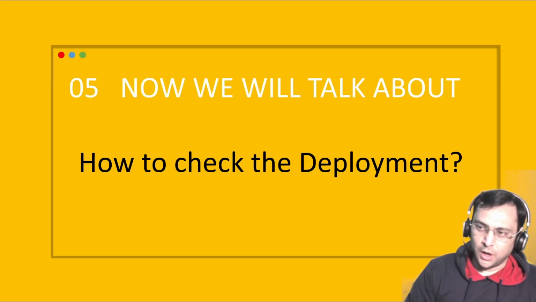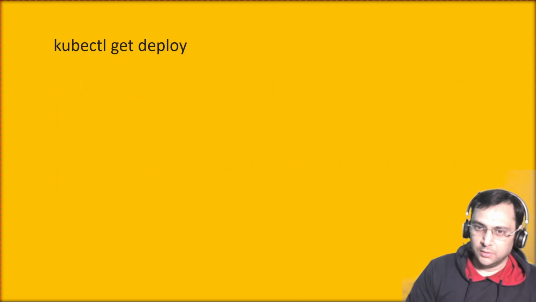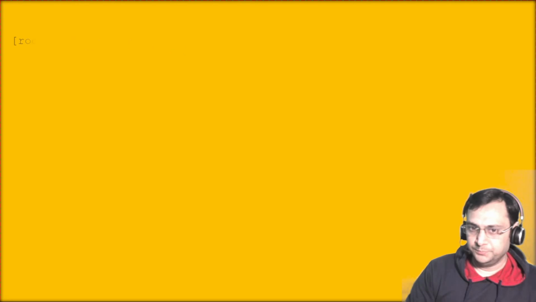Next topic is how to check deployment. Now we have created a deployment and we want to explore what are the options inside this deployment. We can execute the command kubectl get deploy. Then it will show the output of all the deployments created in the default namespace. Please note that deploy is the short form of deployment. In our case, we have only one deployment created, so it will show you only one.